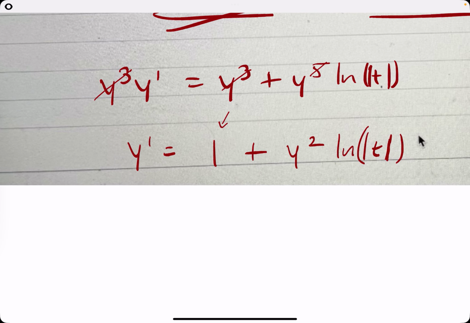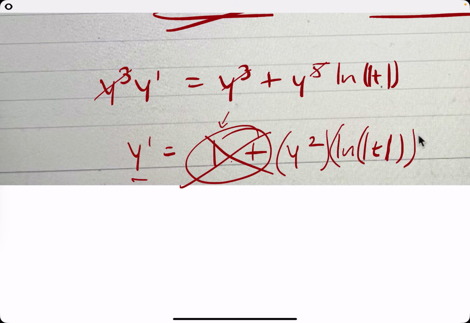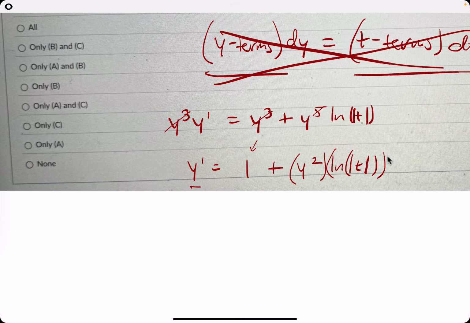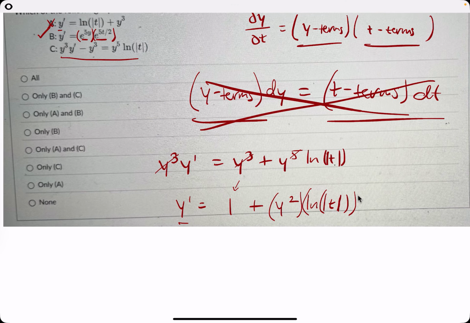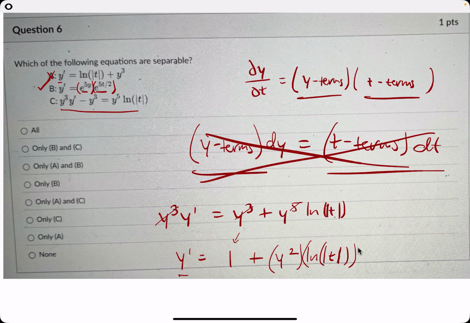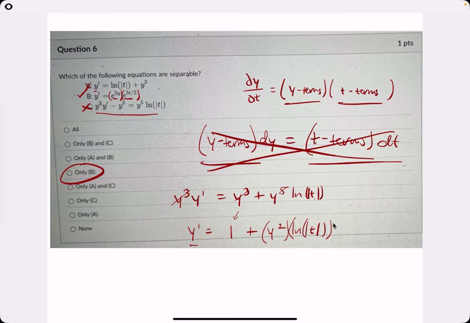Now, when we look at this, we have y prime by itself. Do we have a product of y terms and t terms? We do right here, but the plus 1 is really throwing it all off, and I don't think we can do anything with that. If this wasn't here, it would be separable, but there's really no way now to get just the y term to the left side and the t terms to the right side, while also successfully separating the dy and dt. So I'm going to say this is not separable. I'm going to go only B on this one. I hope that makes sense. If you have any questions, let me know.